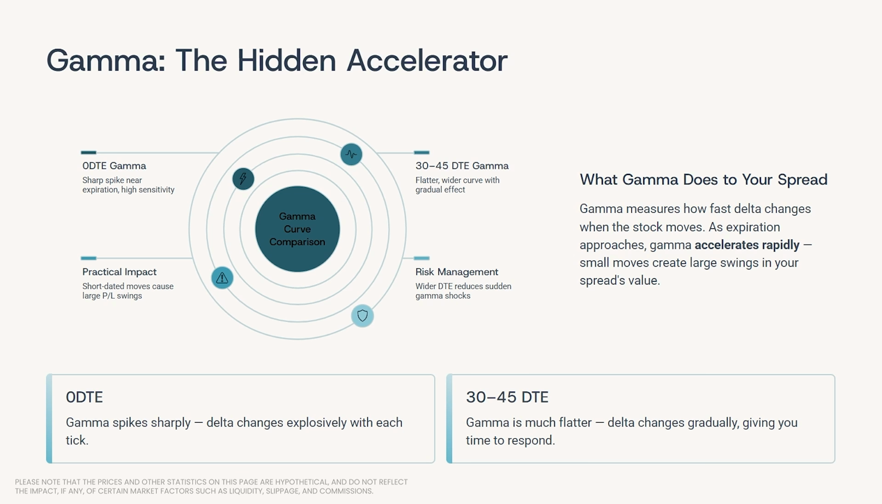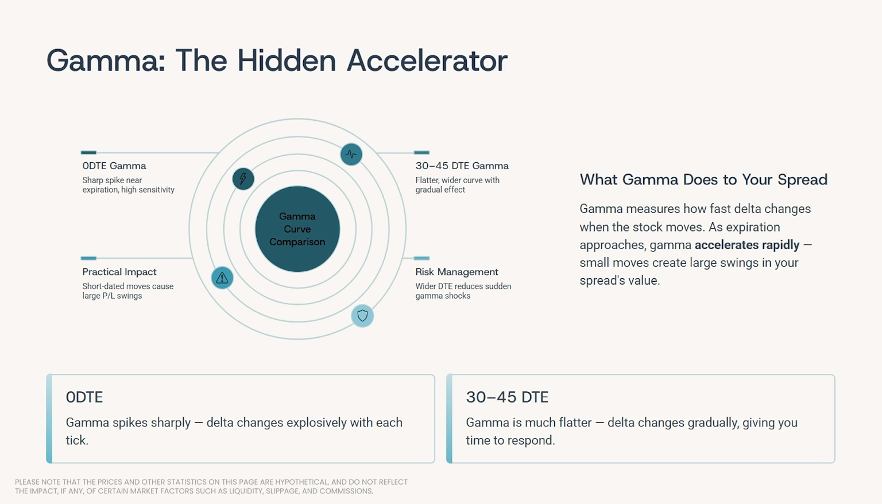And when we get into risk and we talk about the difference from the DTE of 30 to 0, the Greek that is affected the most is gamma, and gamma measures how fast delta changes when a stock moves. As expiration approaches, gamma accelerates rapidly. Small moves create large swings in your spread's value.